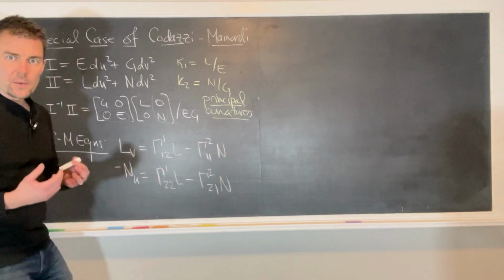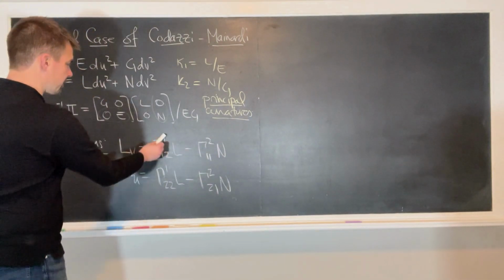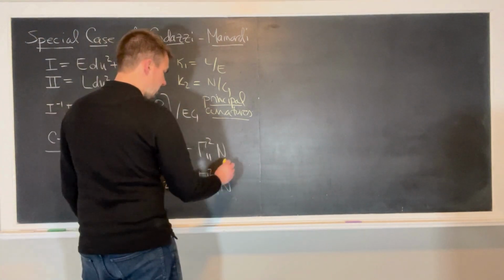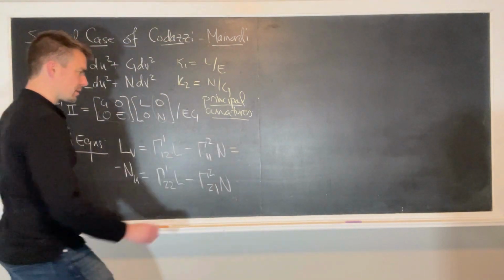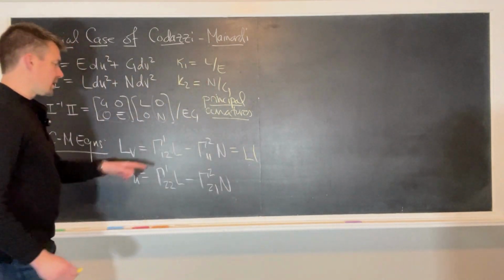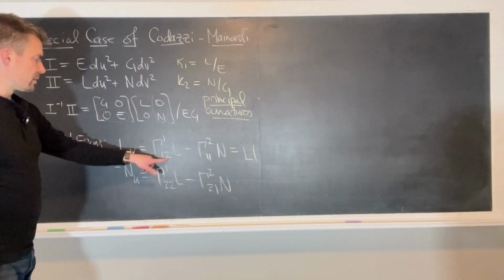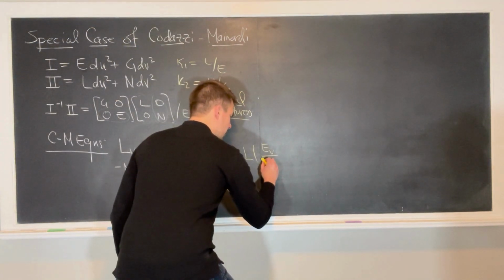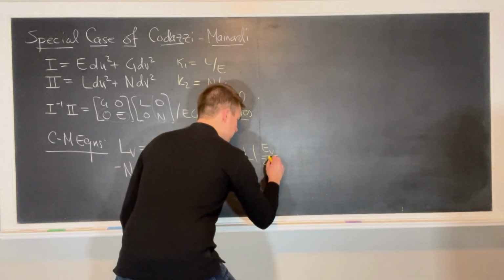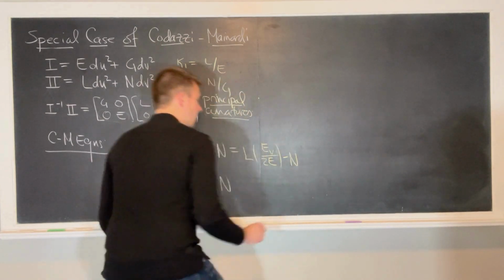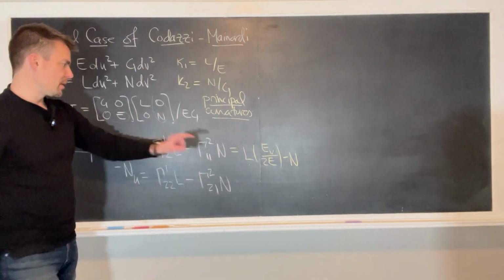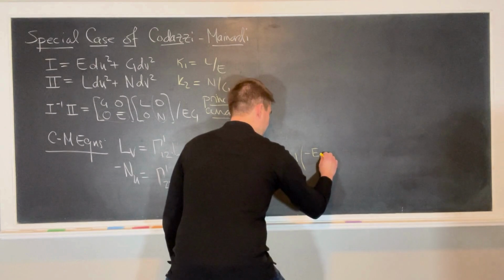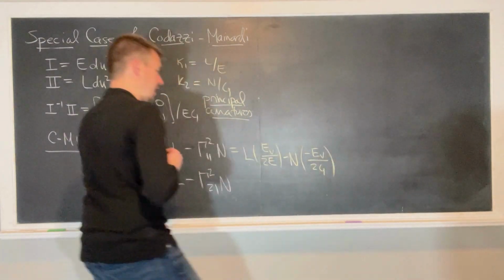And so now what can we do? Now we can think about this in the following way. We know what these Christoffel symbols are going to be now, right? So what are these going to turn into? This first thing over here is going to simplify. This is going to look like L times what? This thing over here is going to be the V derivative of E over 2E. That's going to be E_v over 2E. Minus N times what will this be over here? This is going to be a negative E_v over 2G, like that.